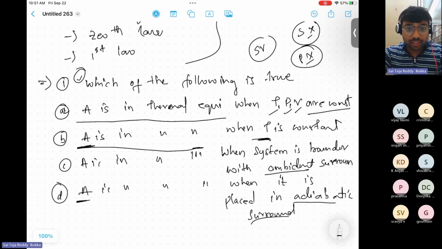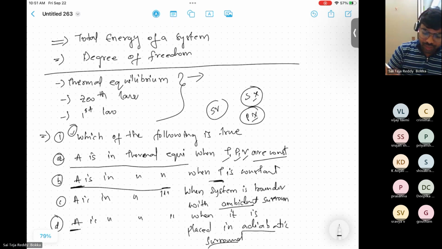If such questions come, remember that a system is in thermal equilibrium when temperature, pressure and volume are constant at the same time, when T is constant. When your temperature is constant, there is no change in pressure or volume. According to Boyle's law, if you increase pressure, there is an increase in temperature. Both are directly proportional. If T is constant, then P is also constant. So everyone has to remember these points. Compulsorily remember this.